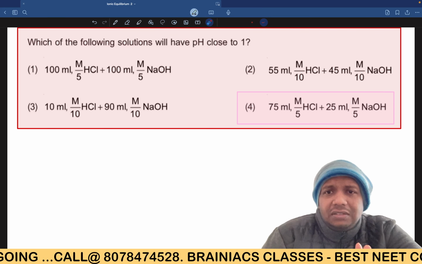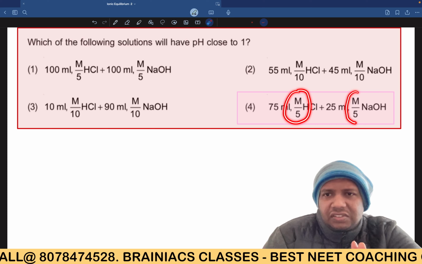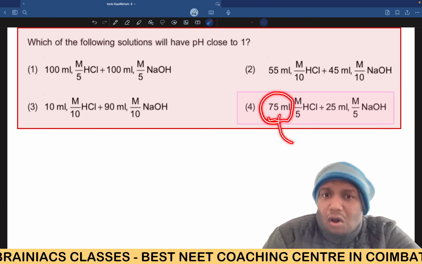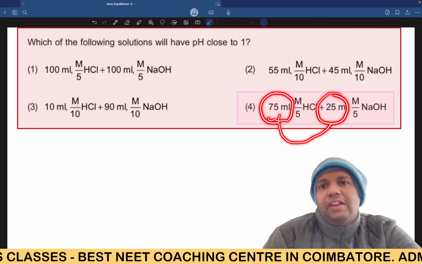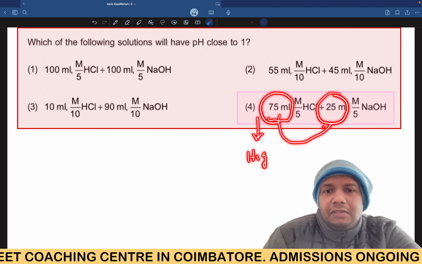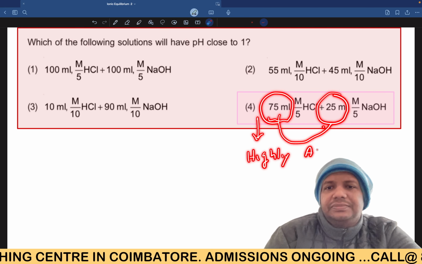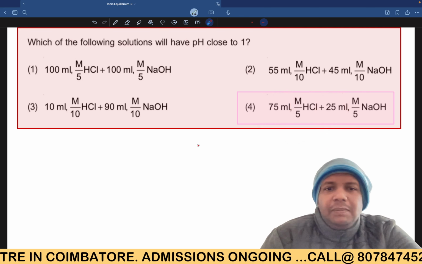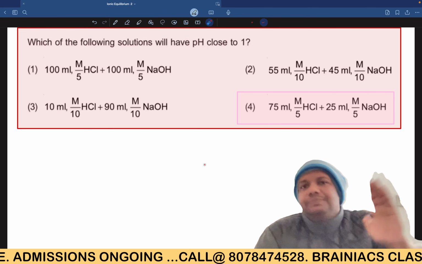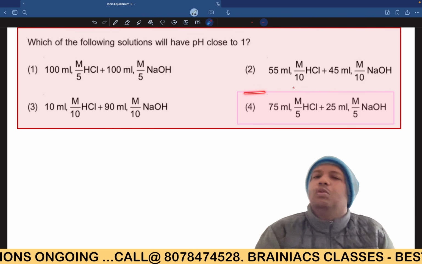Now let us check the fourth one. In the fourth one, the strength is the same here also. But you can see the volume of HCl is far greater compared to the volume of NaOH. So I can say this would be highly acidic, and highly acidic means the pH value would be near to 1. So with that conclusion, I can say option 4 would be the answer.